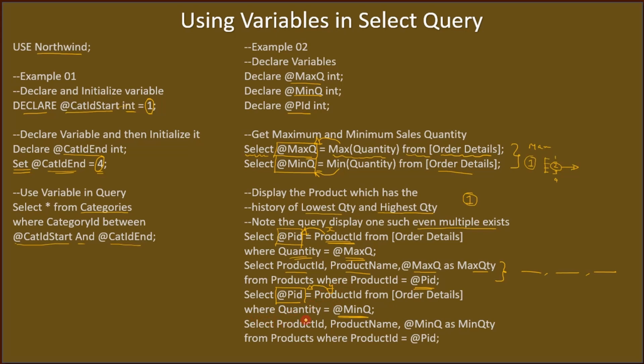So once again, we are printing the product ID, product name. Instead of max quantity, we are printing the min quantity, and we state it as min quantity from products where product ID equal to PID. PID this time is Y. Previously the PID was X. So this will give you a quick idea of how we can declare a variable and assign the variable. After that you can use that in other parts of the queries.